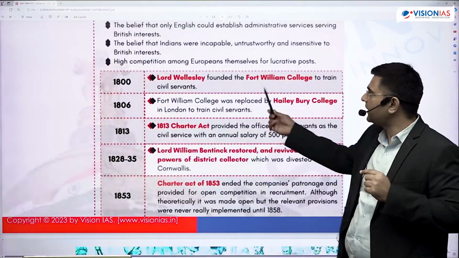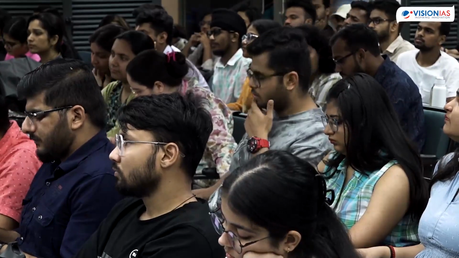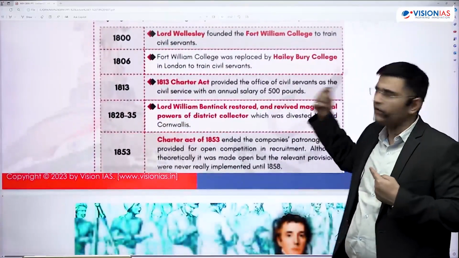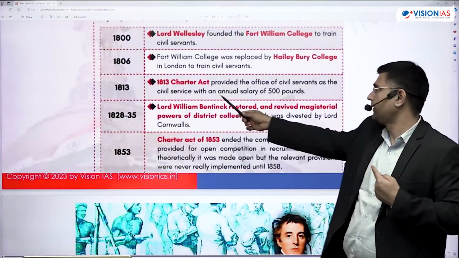So that's why the training they will be getting in Fort William College will be about Indian languages, it will be about Indian laws, right? Then 1806, Haileybury College in London. So that became the place. Now you go to Missouri, then you used to go to London, right?